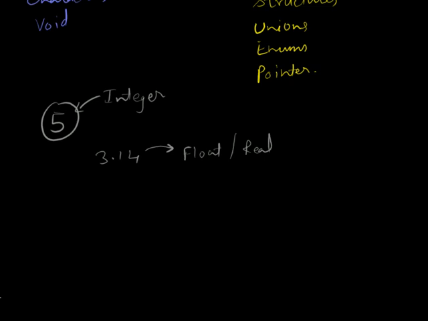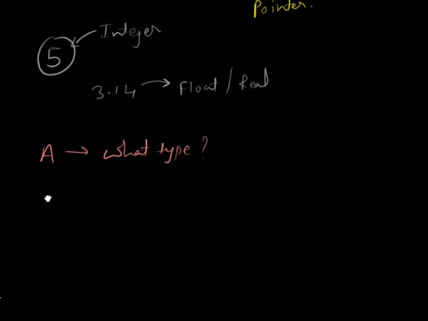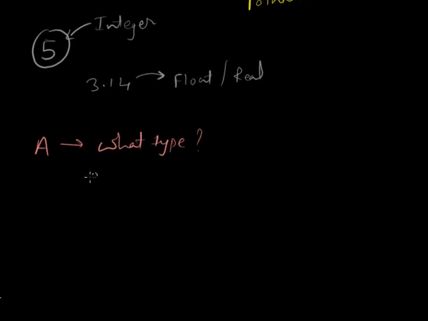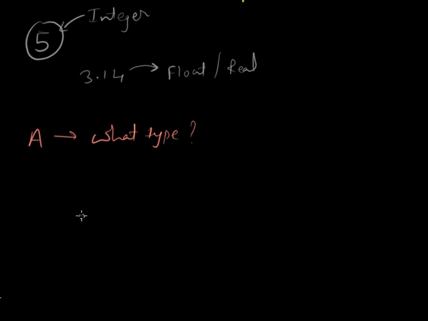On the other hand, if I say variable A, how will you know what A stores? Does it store an integer? Does it store a float? Or does it store a character? You don't know what type it is, neither does the compiler. So you have to tell the compiler what the type of A is. Because variables, first we have to declare them, first we have to reserve some memory, and then we have to store the value. But before storing the value, we have to tell the compiler what type of value this variable will store.